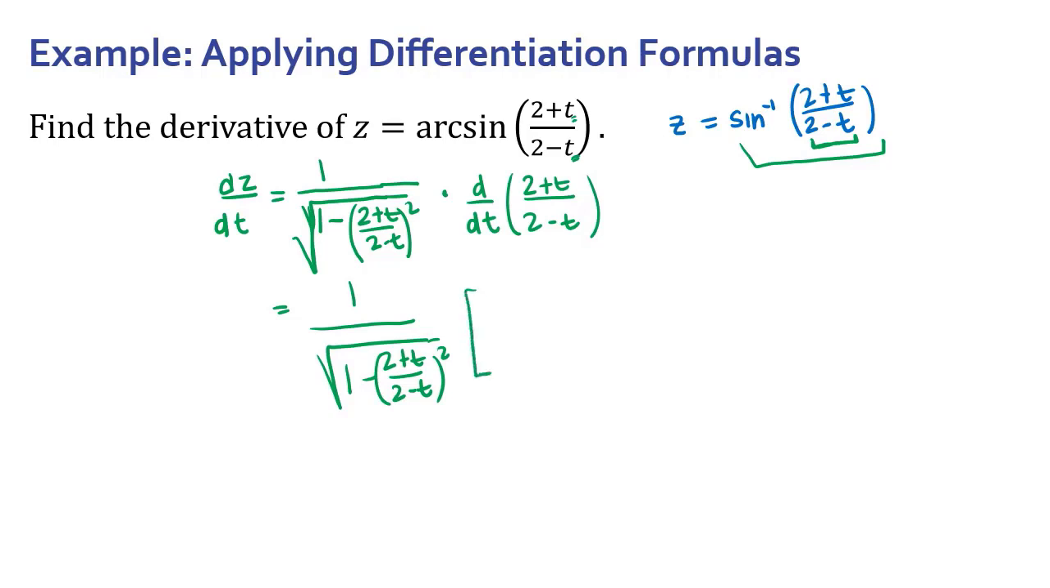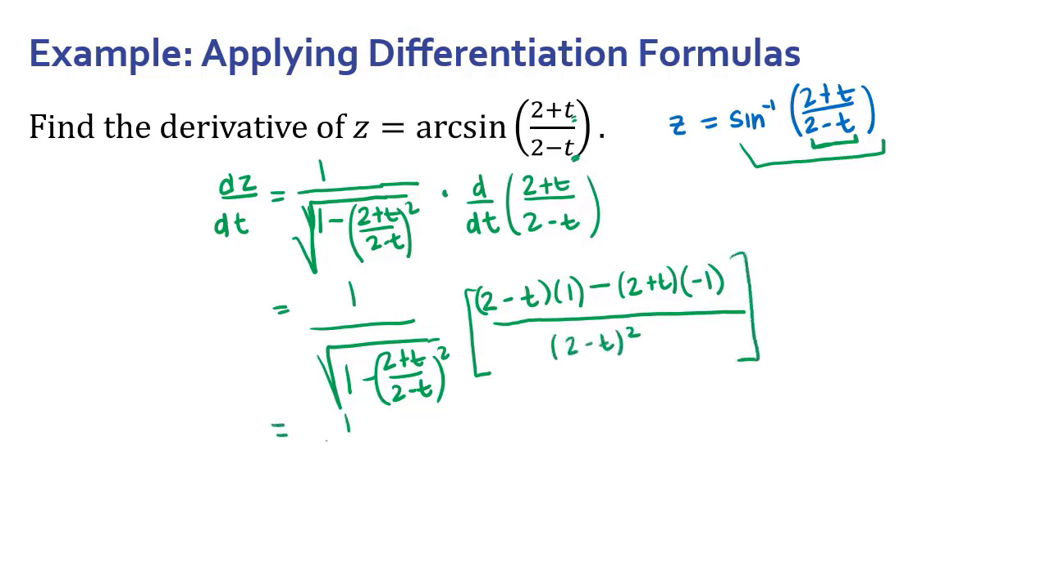Okay, so that's going to be the denominator times the derivative of the numerator, which is going to be 1, because the derivative of 2 plus t is just 1, minus the numerator times the derivative of the denominator. So the derivative of the denominator is -1. And then that's all over 2 minus t squared.